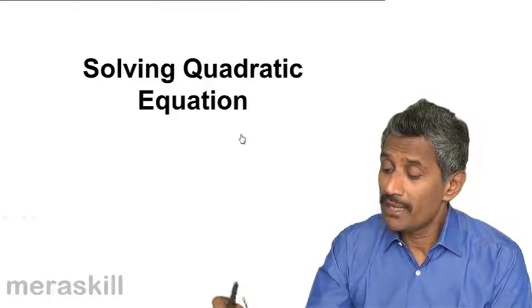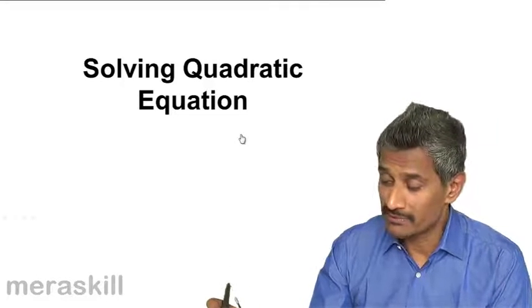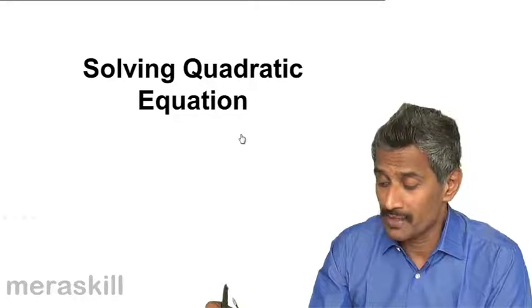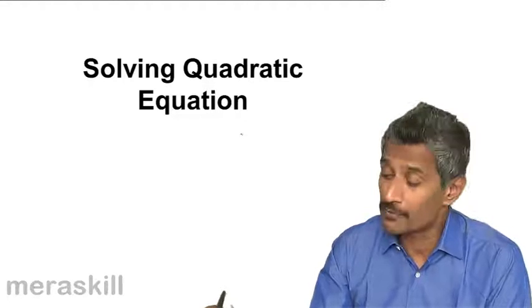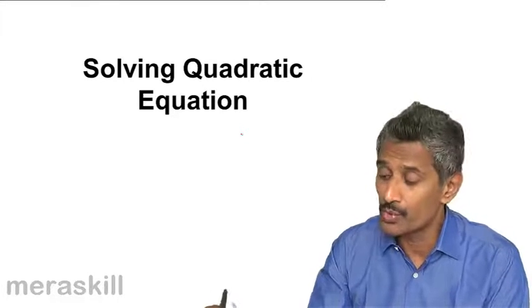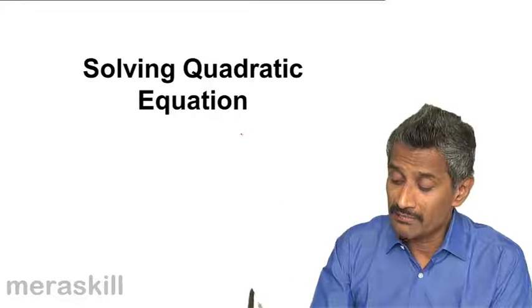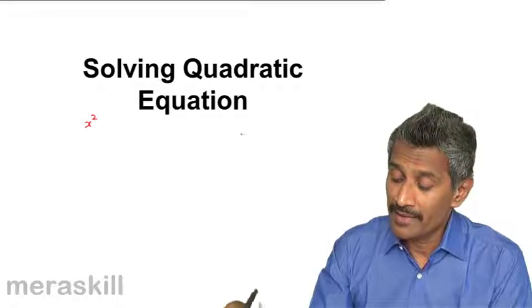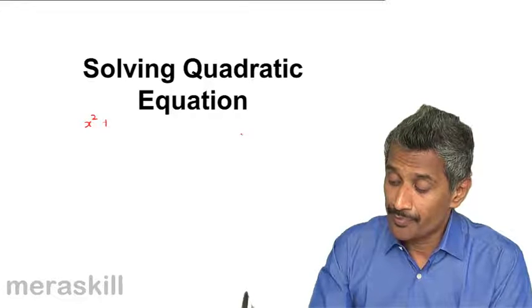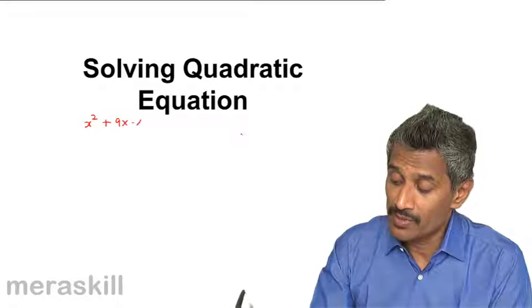Okay, so now we have how to solve a quadratic equation. Actually, it's a pretty simple process. Now that we know the formula, we can do it. And of course, you have been doing it in your high school too. Now, suppose you have a quadratic equation, say, x squared plus 9x minus 4 is 0.